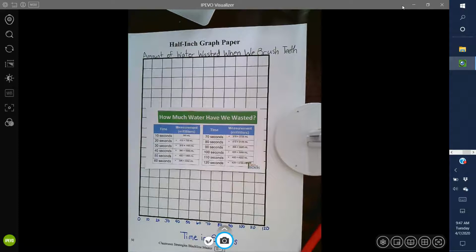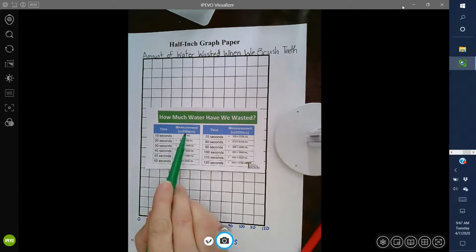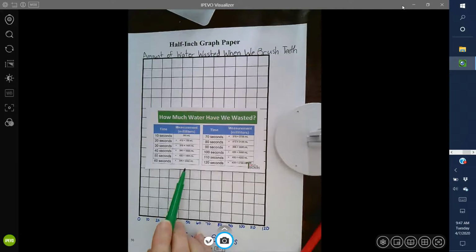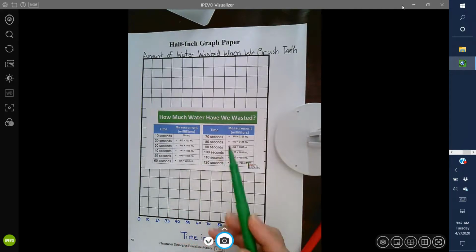Now, I also need to get the vertical axis ready, the y-axis. So I recorded my seconds on the x-axis. So what I'm going to do is record my milliliters on the y-axis. Now we go all the way up to 4,755 milliliters. There's no way that there's 4,000 lines there, so I'm going to have to think of a different scale.